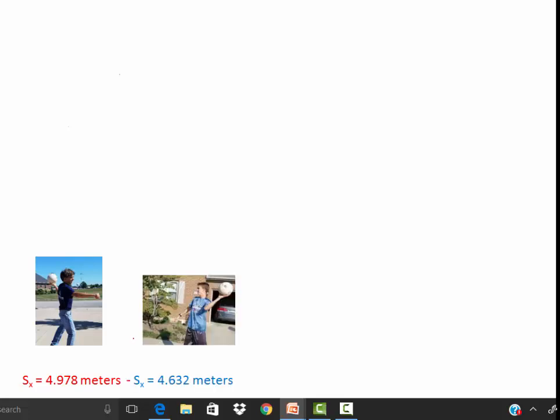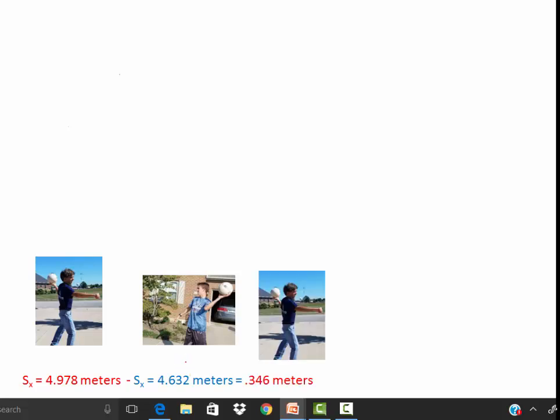Remember that Dr. B threw the ball 4.978 meters. Joe threw it 4.632. I'm not sure this is right, so I would love to know if anybody got something different. So I get that Dr. B threw the ball further up the hill. This is the initial velocity of 10 meters per second, angle 45 degrees.